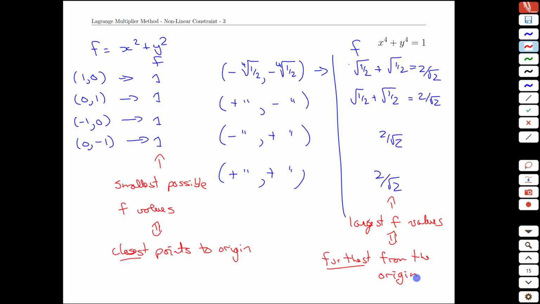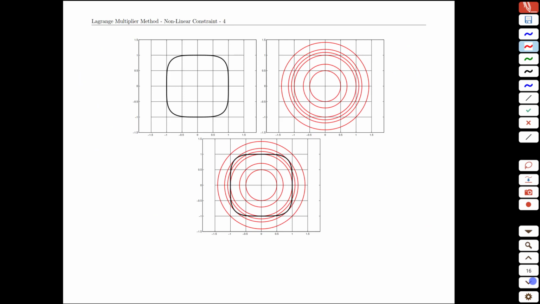And we can do a quick confirmation of that on the next page, looking at the contour diagrams. On this graph we have here x to the 4 plus y to the 4 equals 1. That's that squared off circle idea. And then here we have the contours of f. And the contours of f represent the distance to the origin.